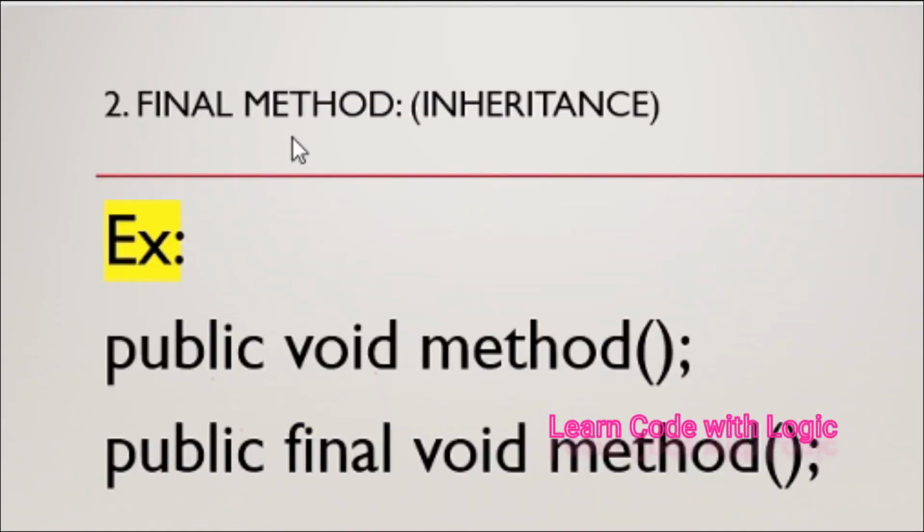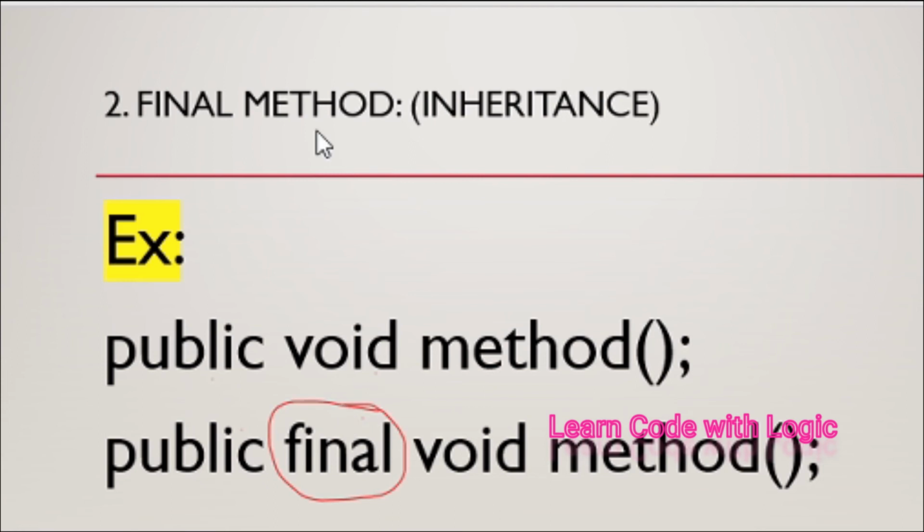And our next topic is final method. We can also declare our method as final. This is the syntax of that: public void method. This is the method name, and if you want that method as final, you need to add this final keyword.